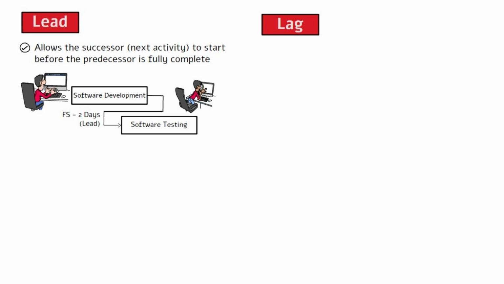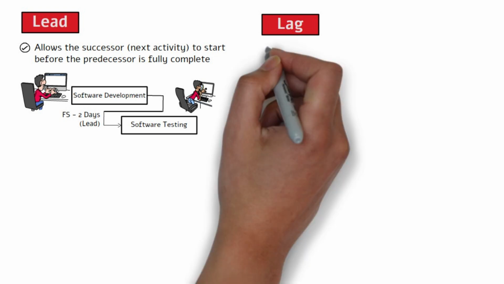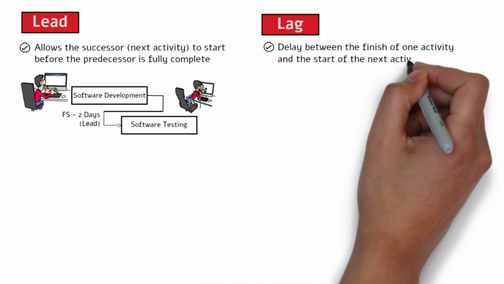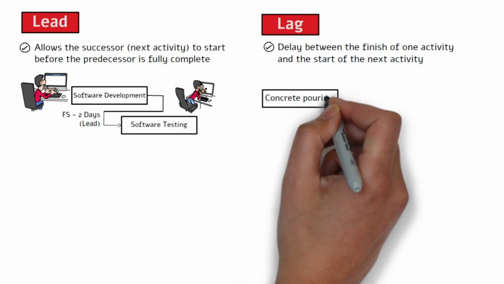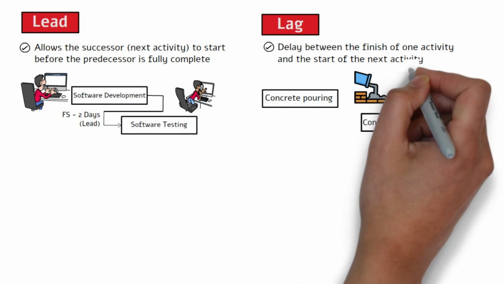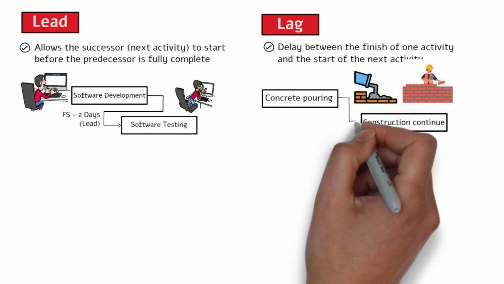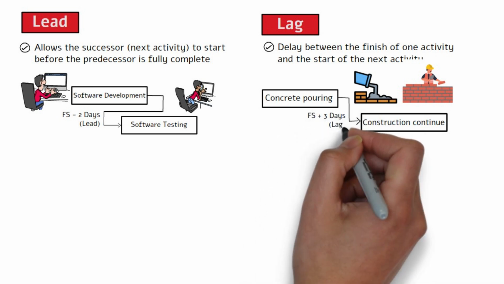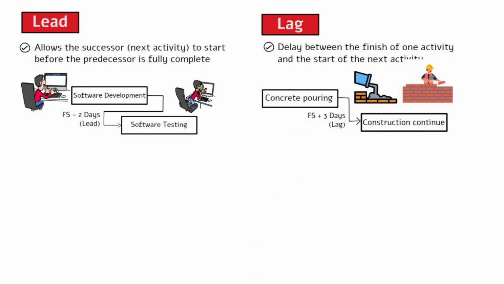Lead can offer useful insights if the project manager needs to fast-track the project and compress the schedule. Next, lag is a delay between the finish of one activity and the start of the next activity. For example, concrete pouring is completed, but a 3-day lag is required for it to dry before construction can continue. This is also a finish to start relationship, but with 3-day lag, represented using FS plus 3 days.